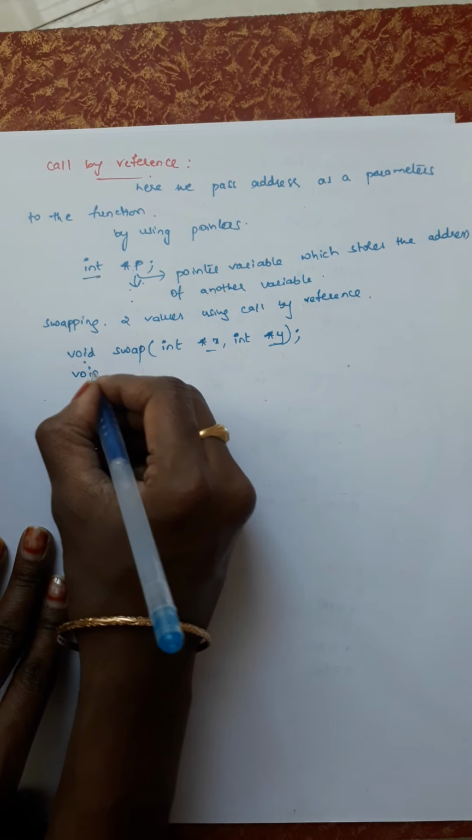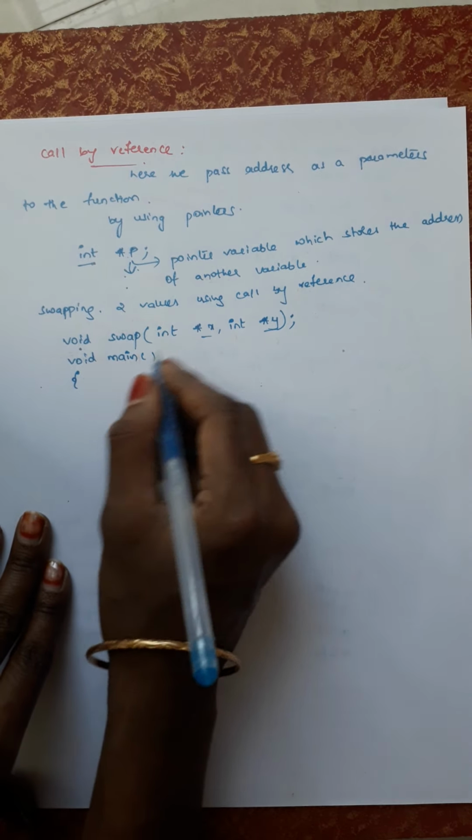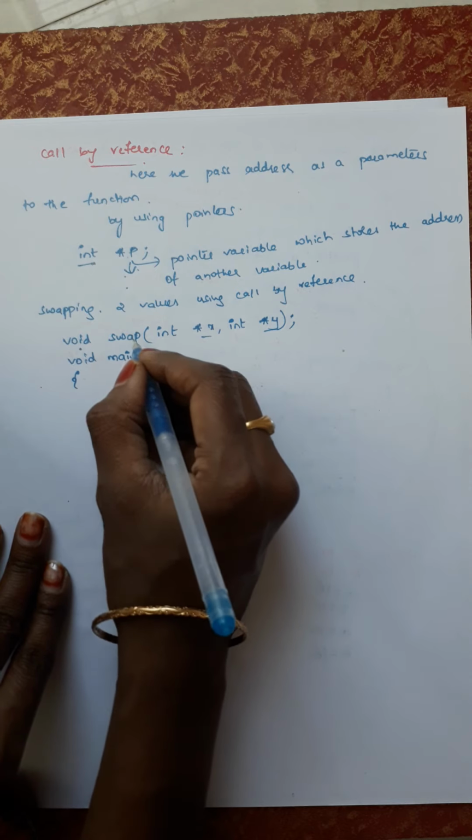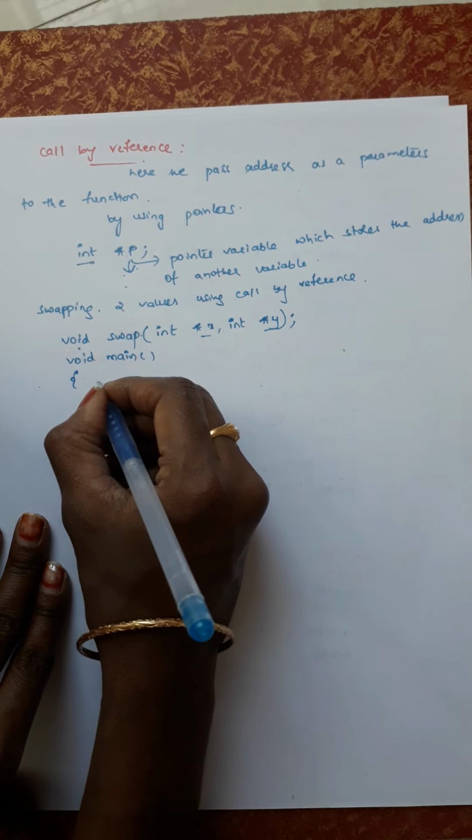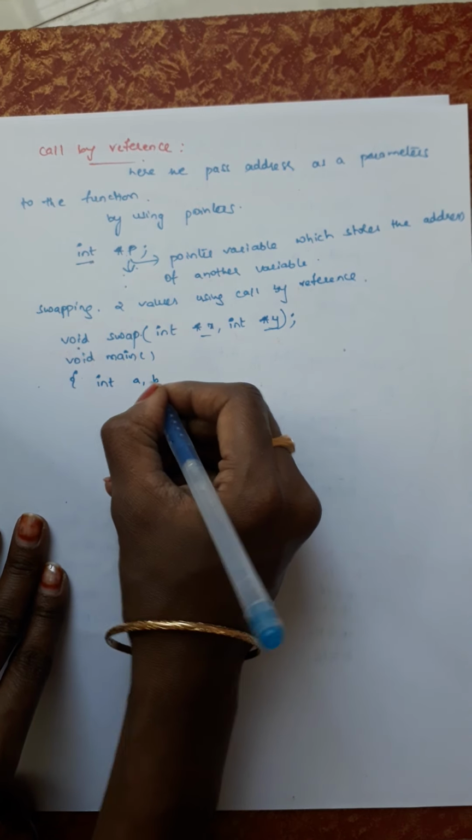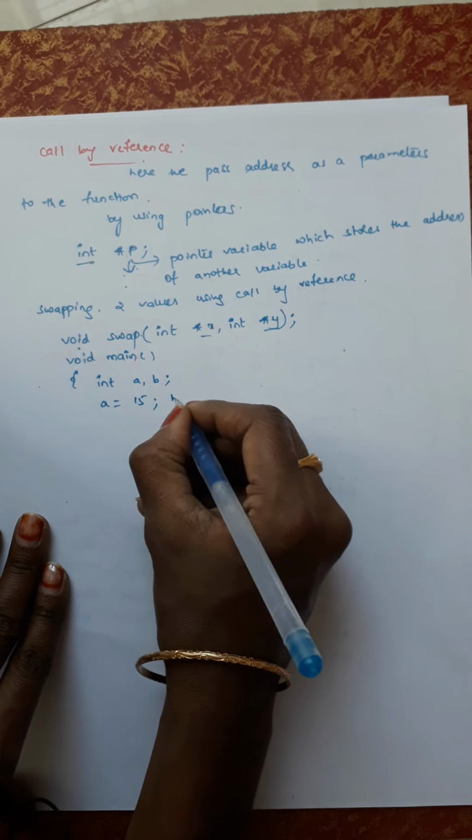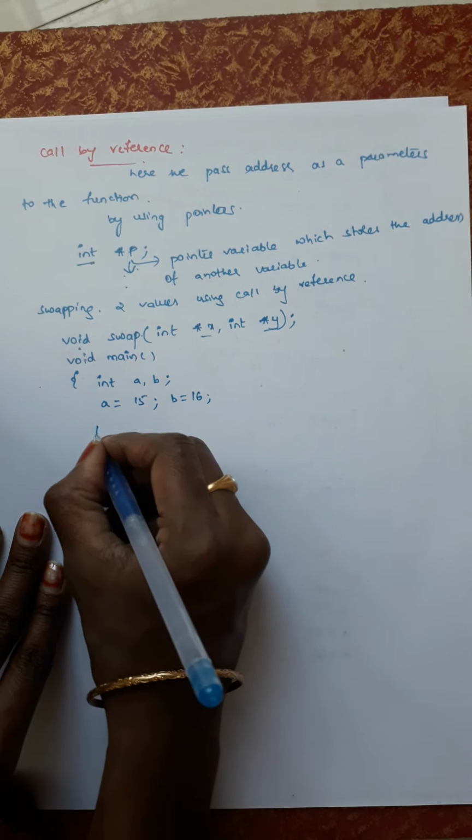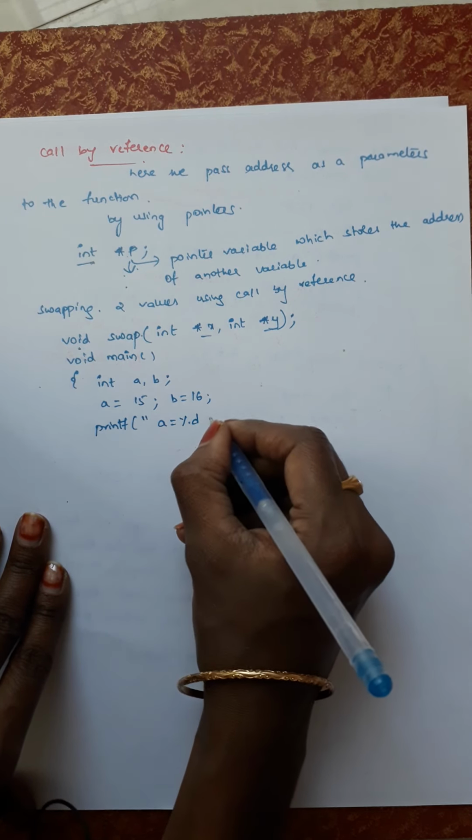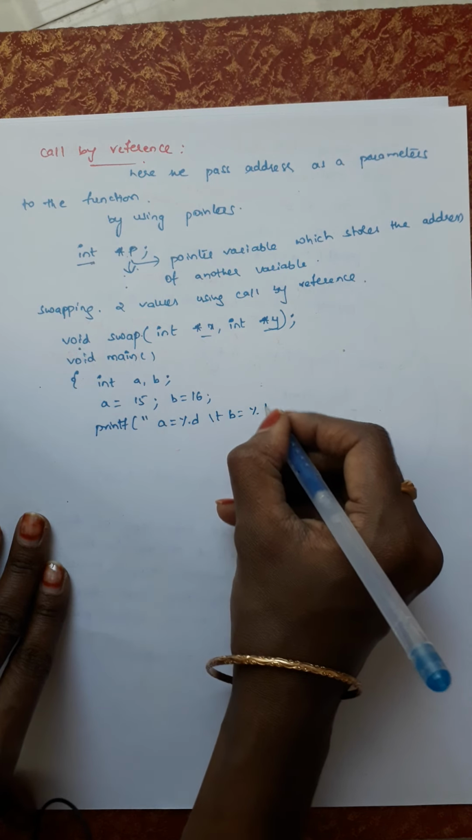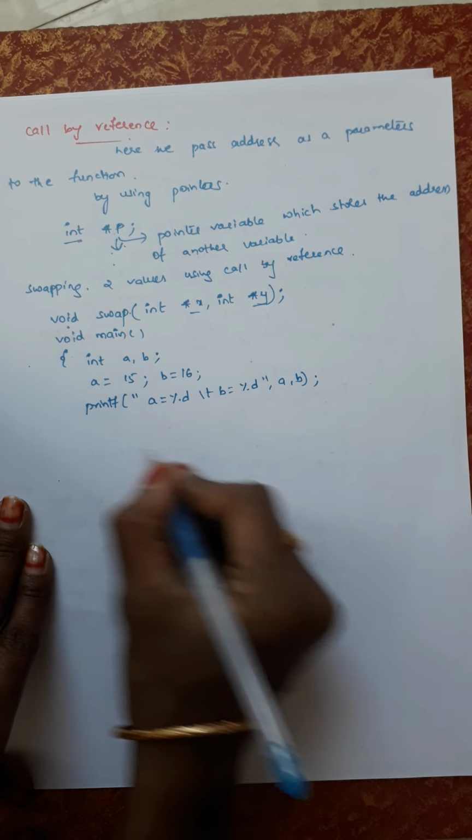Now void main. First we have to declare the variables here because we need to pass the parameters to the function. To pass the parameters to the function we must declare them in main. The variables are a and b. Let a equal 15, b equal 16. Before passing the parameters to the function, we are just printing the a value and b value.